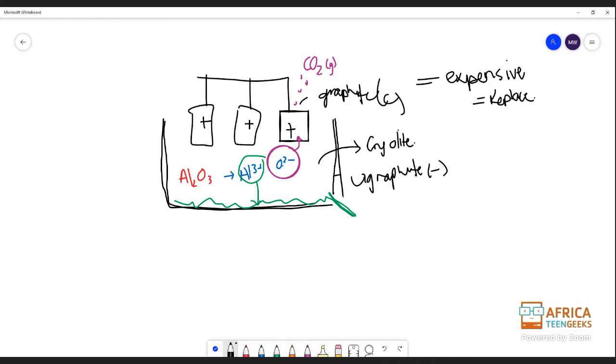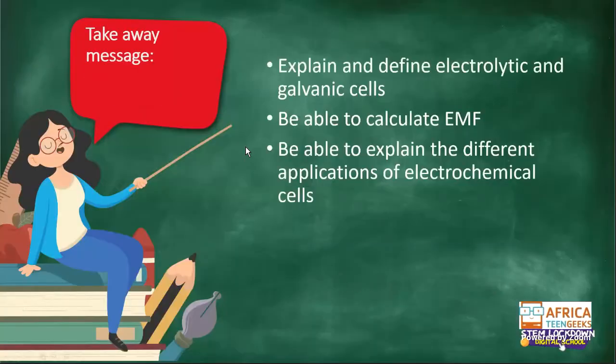Does that process make sense? What I just explained? Okay, awesome.